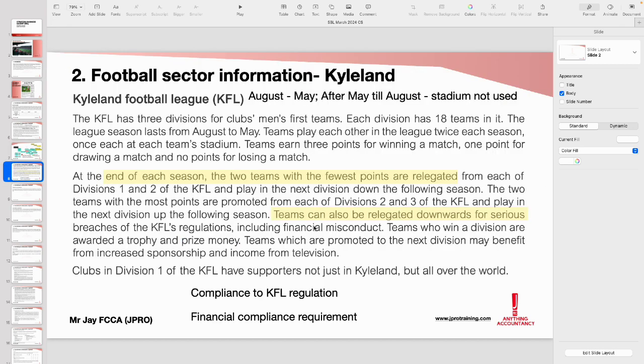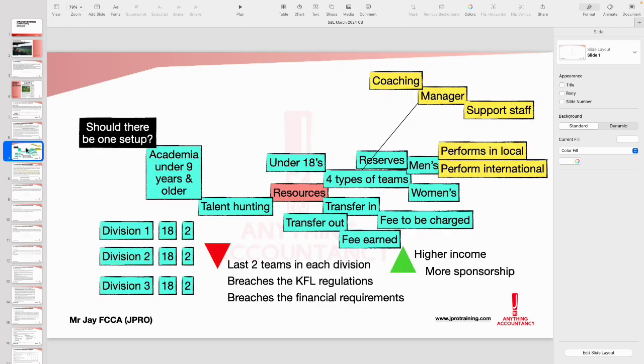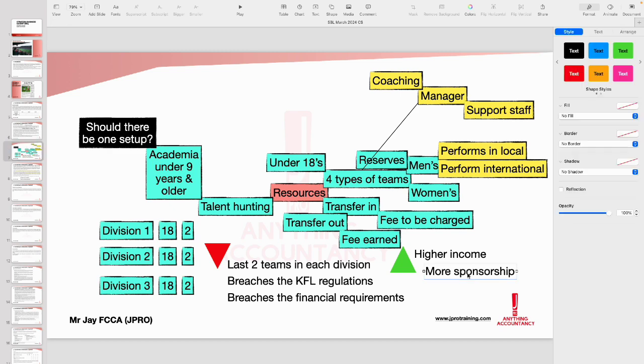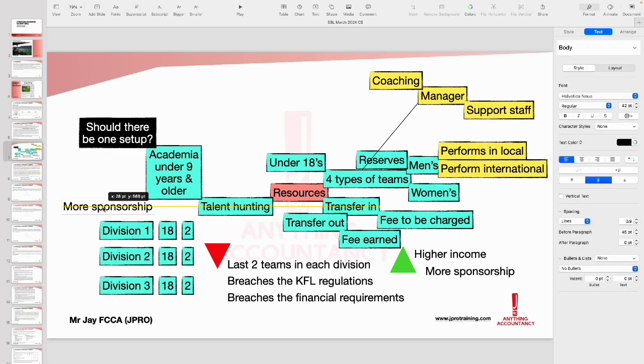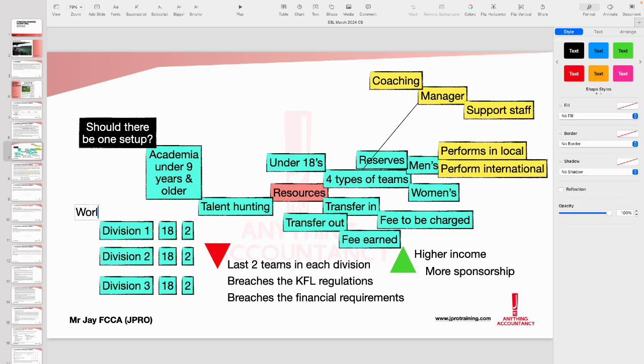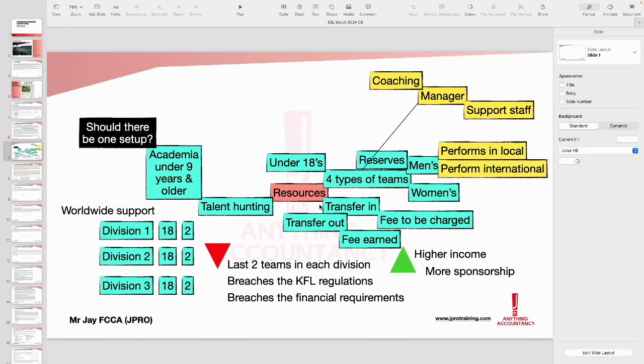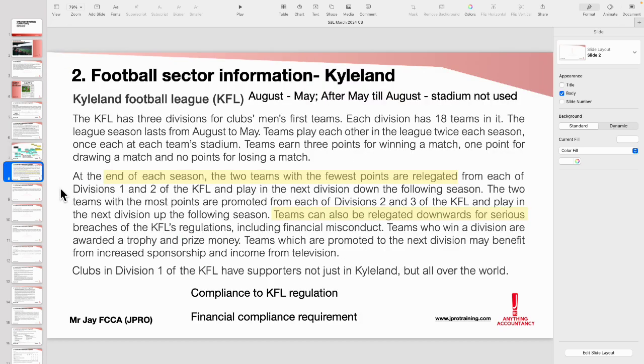Okay, that's basically it. Clubs in Division 1 of KFL have supporters not just in KLN but worldwide. So Division 1 also benefits from worldwide support. Like, you know, Liverpool or Manchester United and all that, they have worldwide support. Okay, that's basically the points that you see here.